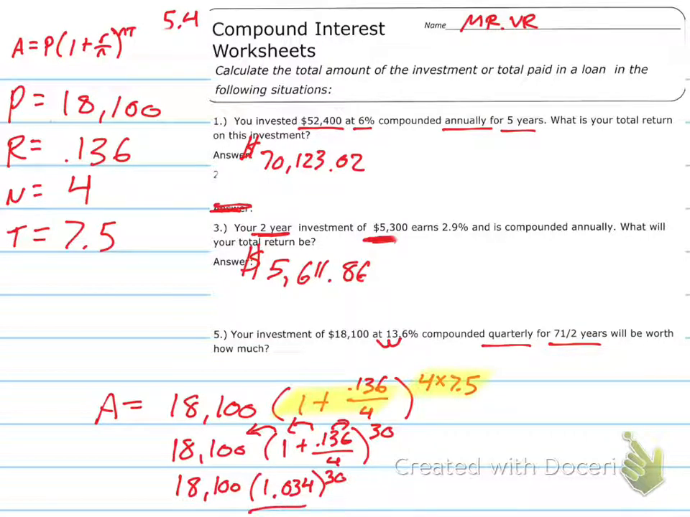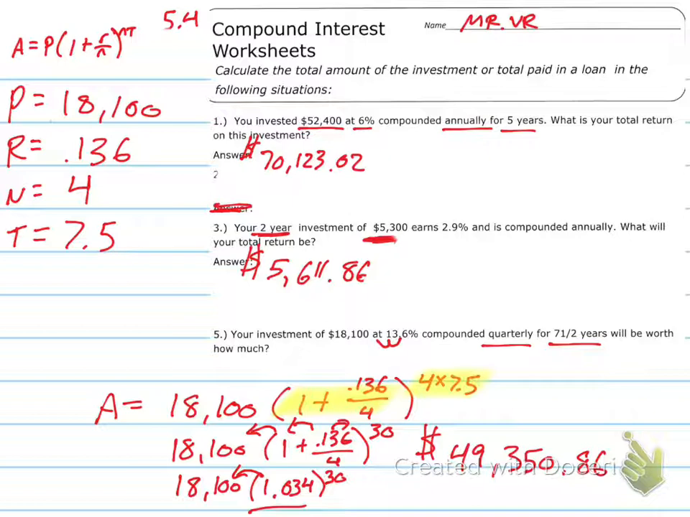So now I have to take 1.034 to the 30th power. I'm going to raise that to the 30th power. And you're going to get a very long number. It's going to be 2.726566692, and so on, and so on, and so on. Keep that as it is, right? But now we just need to multiply that times 18,100. And what I get is $49,350, and then we're going to round that to 86 cents.